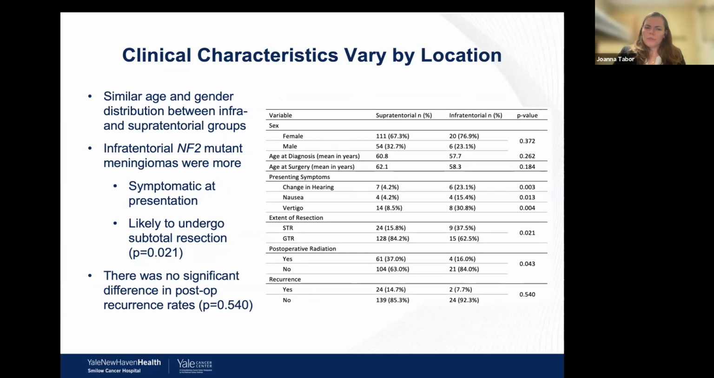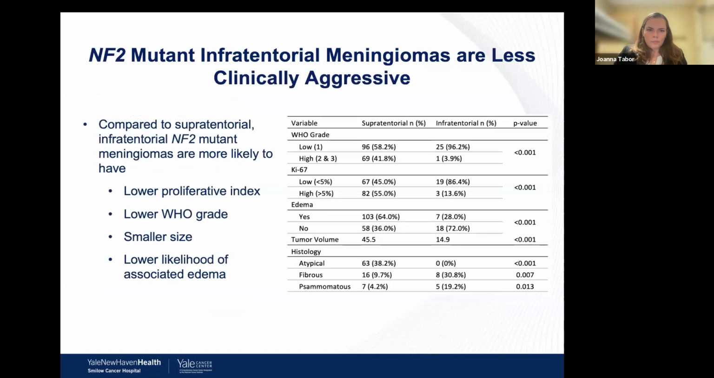When we compared the supratentorial versus infratentorial meningiomas, looking at their clinical characteristics, we find that both age and gender distribution is really the same between the two groups, but where they differ is in their symptomatology at presentation. So maybe unsurprisingly, the infratentorial meningiomas tend to be more symptomatic at presentation. Specifically, these patients present with changes in hearing, nausea, and vertigo, which are things that we expect of tumors in the posterior fossa. And they're also less likely to undergo gross total resection. But interestingly, we find that even though these tumors do undergo subtotal resection more often, they don't recur more often. So there are no differences in recurrence rates between these two groups, despite a difference in extent of resection.